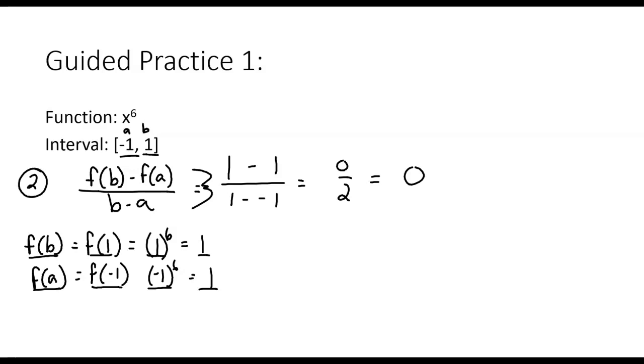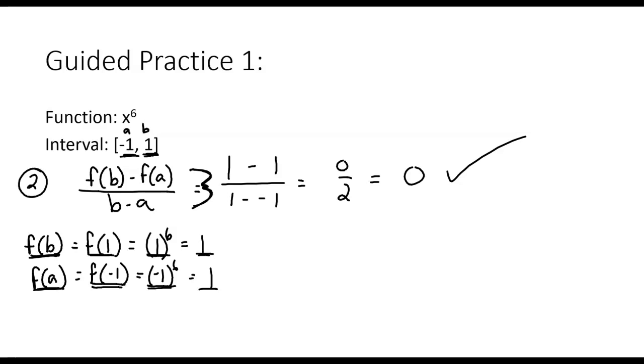All right, so here's step 2. b is equal to 1, and a is equal to negative 1. And so f of b is f of 1, which is 1 to the 6th, which equals 1. And f of a is f of negative 1. Plugging that into our function, we get negative 1 to the 6th power, which is also 1. And so plugging it in up here to our difference quotient, we have 1 minus 1 over 1 minus negative 1, which gives us 0 over 2, telling me that my average rate of change is 0 on that particular interval.